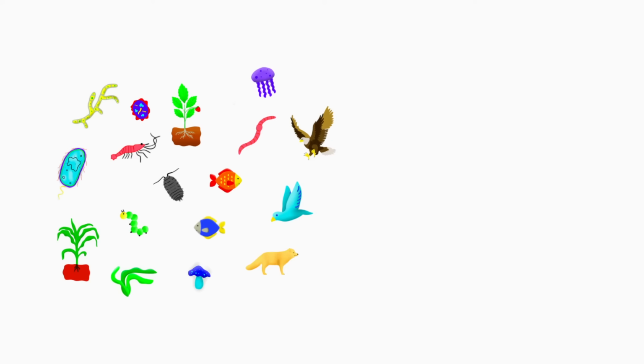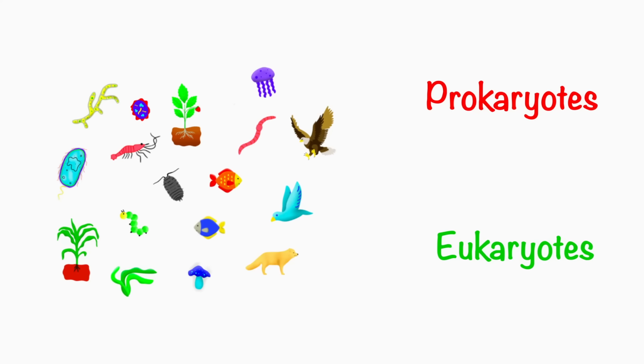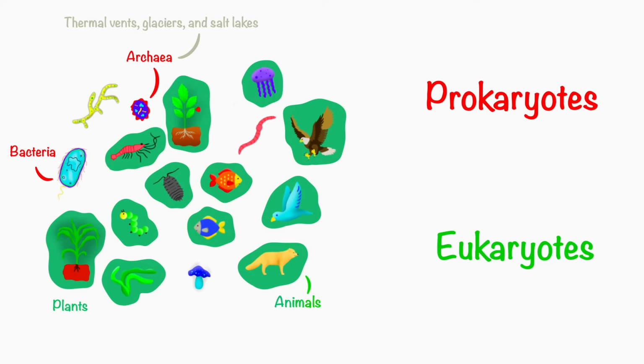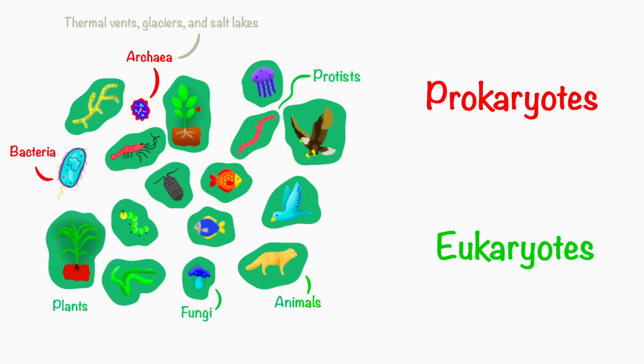Now let's go over which types of organisms fit into these two cell types. Prokaryotes include bacteria and archaea. Archaea are a more primitive type of bacteria found in extreme environments such as thermal vents, glaciers, and salt lakes, whereas eukaryotic cells make up animals, plants, protists such as parasites, and fungi such as mushrooms.